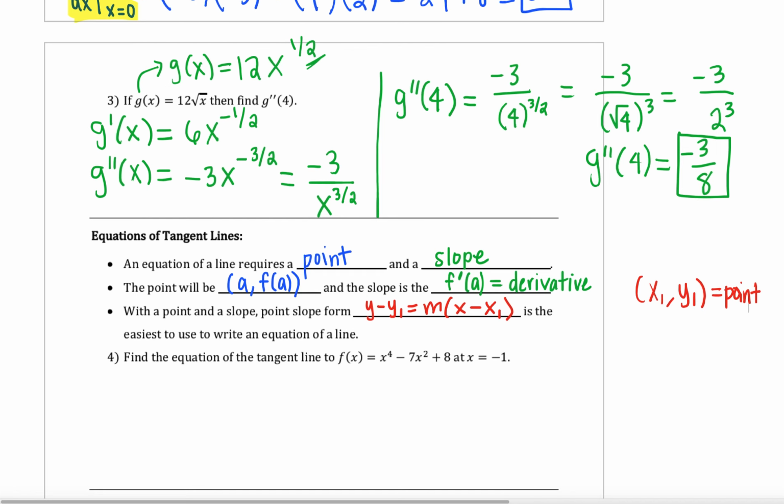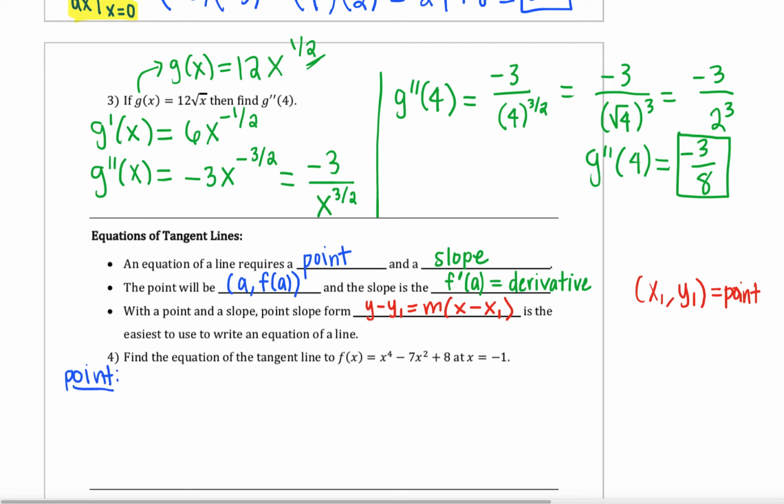Okay, let's look at our first example. In example 4 here, it says write the equation of the tangent line to f of x, which is x to the 4th minus 7x squared plus 8 at x equals negative 1. For all of these problems, we're going to need two things, our point and our slope. So I'm going to have us start by finding our point.